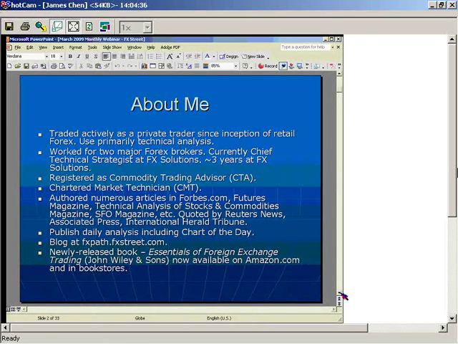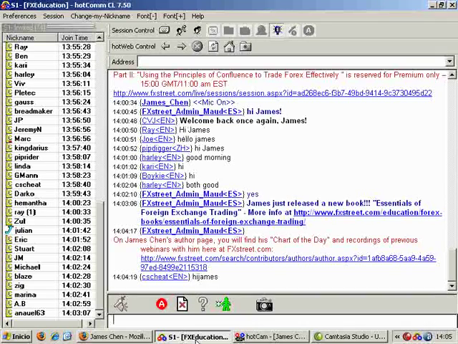I also publish daily analysis. If you haven't seen it already, it's called Chart of the Day. I put this on both FXStreet.com as well as on our company website at FXSolutions.com, so you can take a look at that. I do a different analysis on a different currency pair each day, and I try to put as much technicals as possible in there.